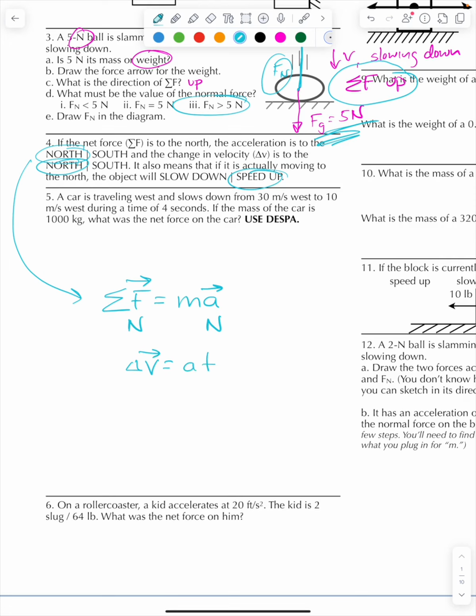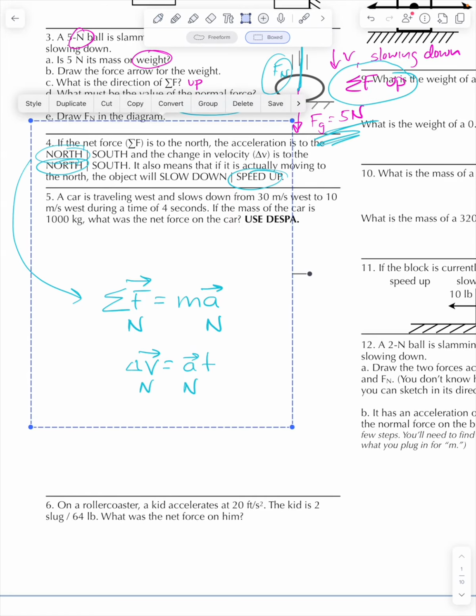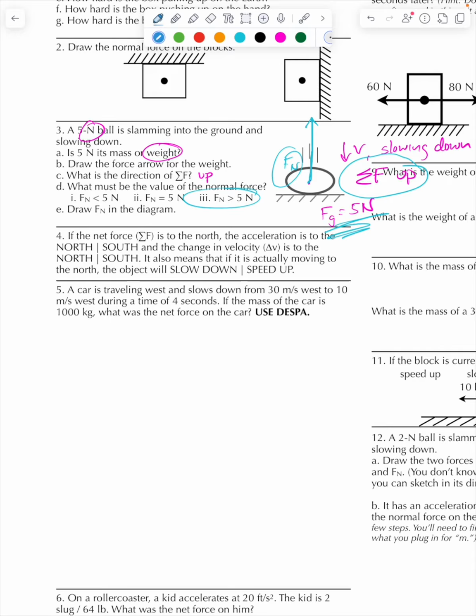The change in velocity is a vector, the acceleration is a vector, and times a scalar. So if the acceleration's to the north, what does the change in velocity have to be? To the north. So again, I don't think that's a very important question. So just ignore that. That will probably not come up.